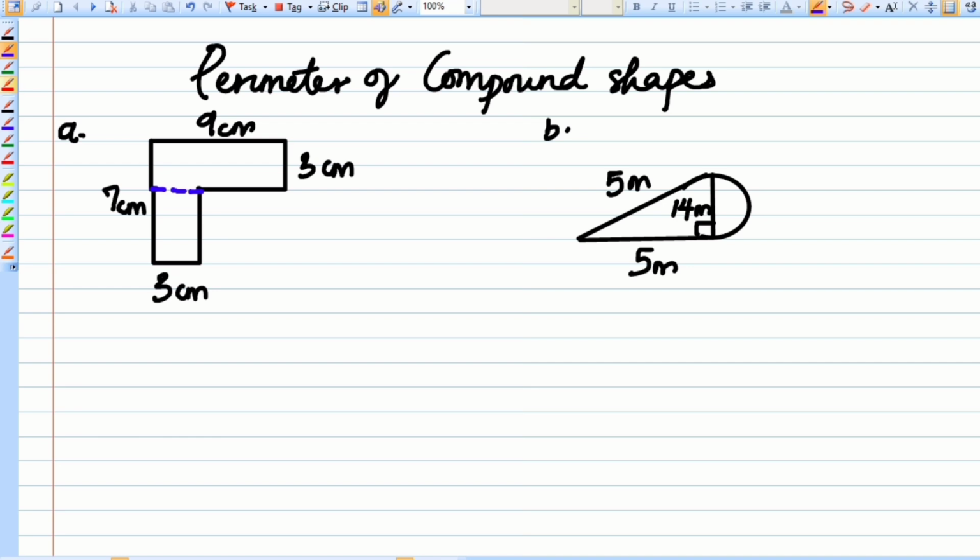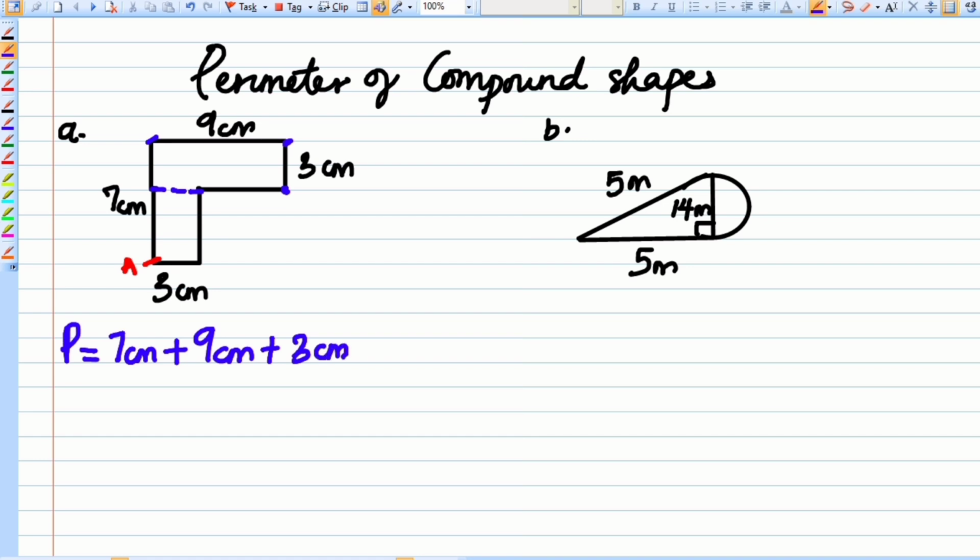So I always like to suggest that you identify a point, which we call our starting point. So let's call this point A. So from point A, we go around this shape, taking down the distances. So our perimeter would be, from that point A to this point, you see 7 cm. So you record that, plus from this point to this point is 9 cm. You record that. From that point to this point is 3 cm.